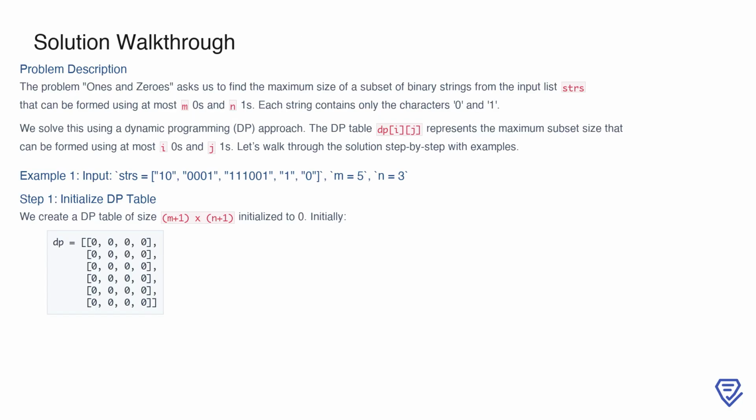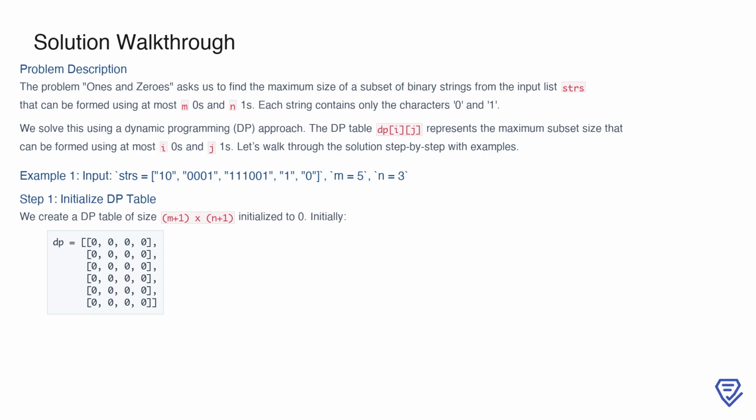The problem Ones and Zeros provides us with a list of binary strings, and our goal is to determine the maximum subset of these strings that can be formed using at most m zeros and n ones. Each string in the list is composed solely of the characters 0 and 1. To solve this, we employ a dynamic programming approach.